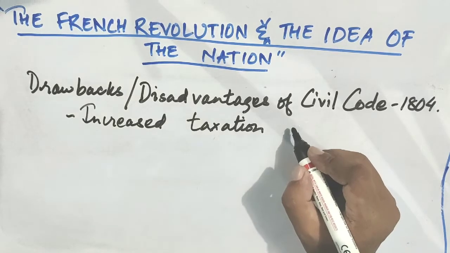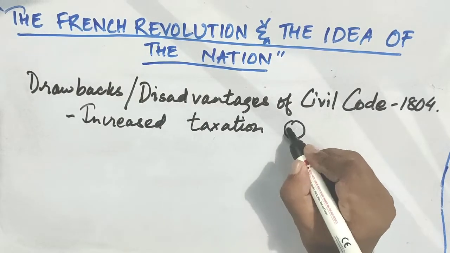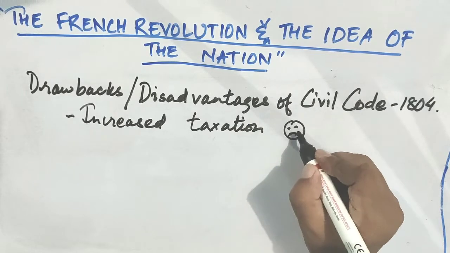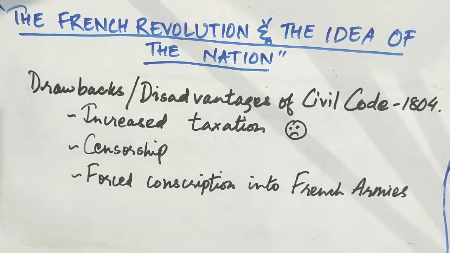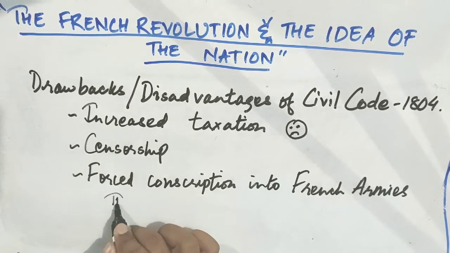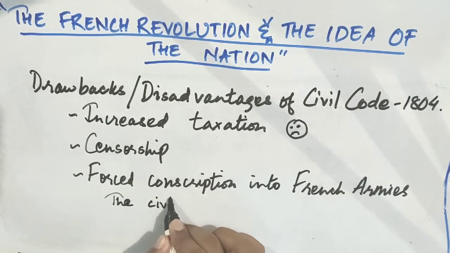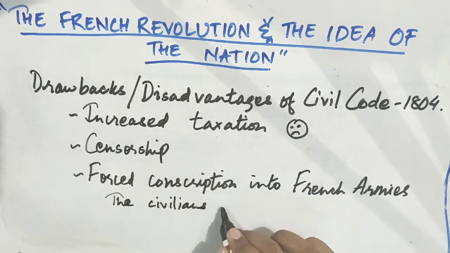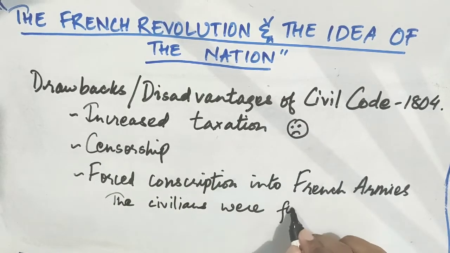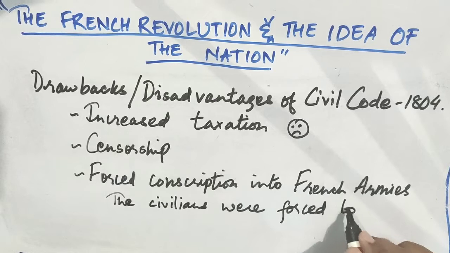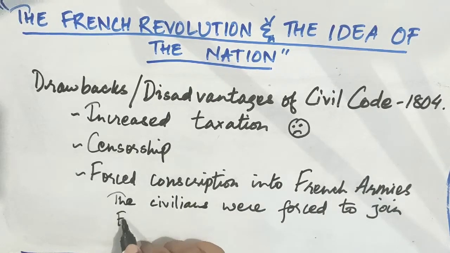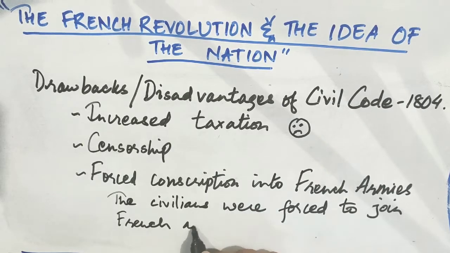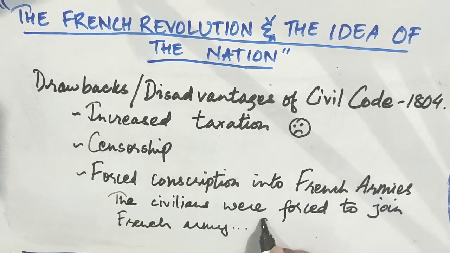Now let us look at the drawbacks of the Civil Code of 1804. First, the taxes were increased, and this made the common citizens really unhappy. Number two was the introduction of censorship, which means that the people were not allowed to voice their opinion. And then, forced conscription, which means that the citizens were forcefully enrolled in the French army. The forced conscription was mainly done to conquer the rest of East Europe.